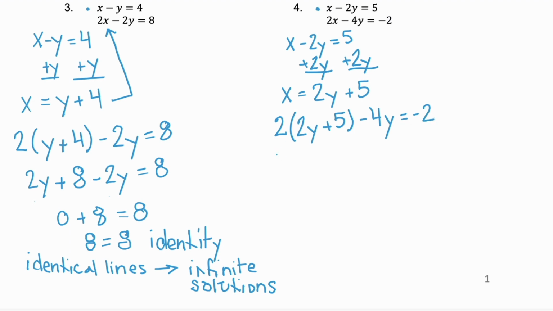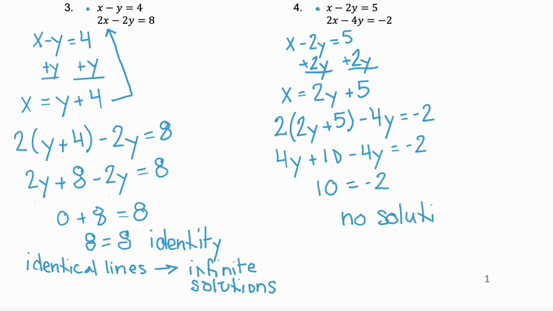Distribute the 2, so we have 4y plus 10 minus 4y equals -2. Combine the like terms on the left and notice that we're left with 10 equals -2. Well, it's not possible for 10 to equal -2, right? No. So this is the case of no solution.